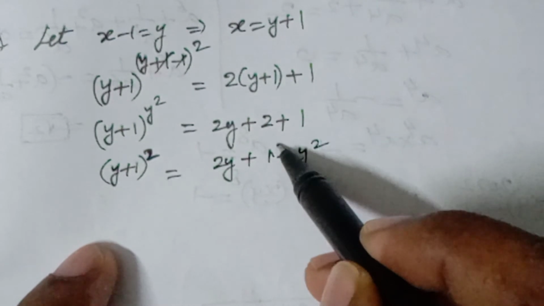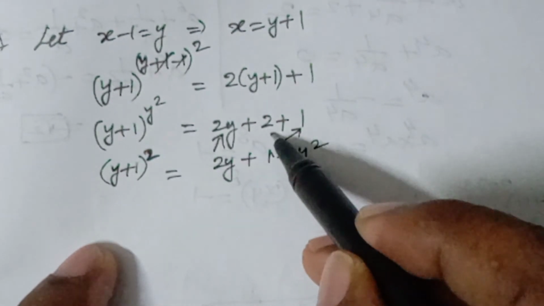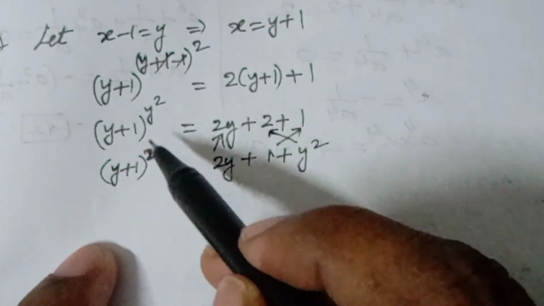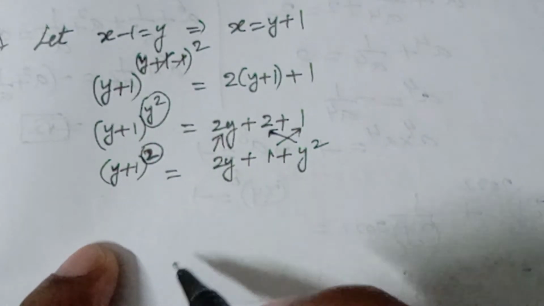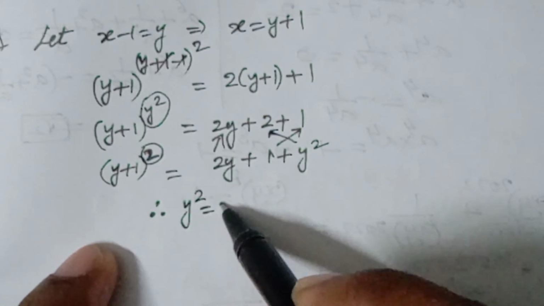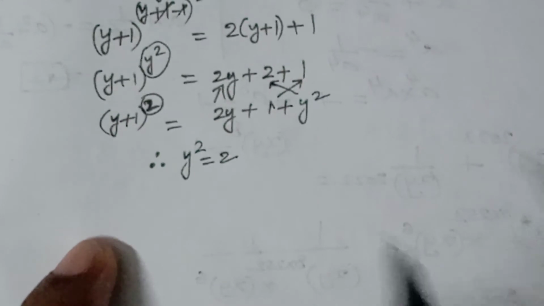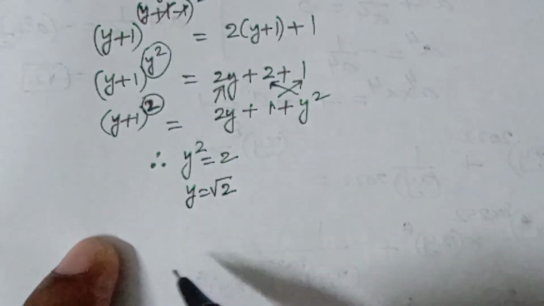So here 1 is tallying with 1, 2y is tallying with 2y. So here y square is equal to 2. You can say that y square is equal to 2. So from this you can write that the y square value is 2, so y is equal to root 2.